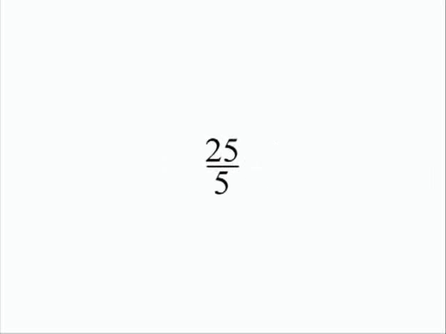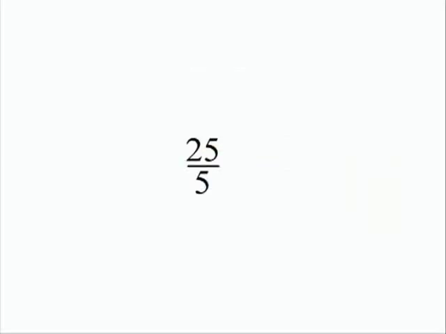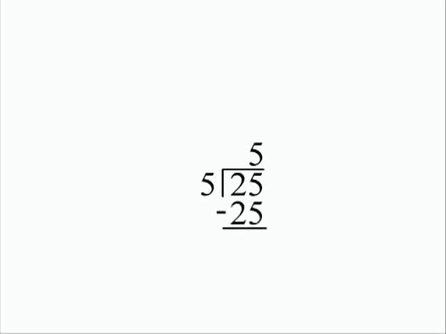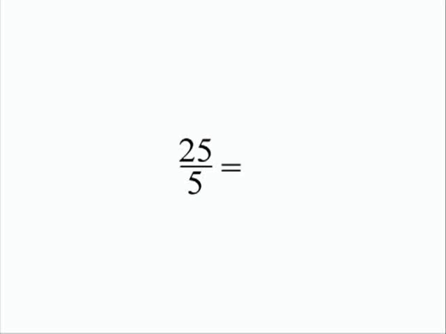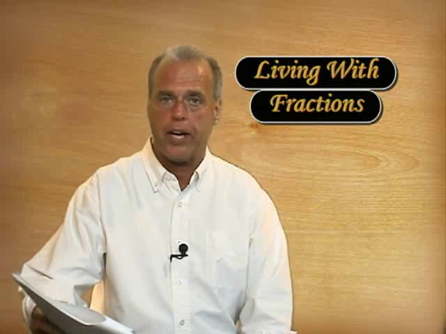One more problem. Change 25/5 into a mixed number. 5 divides into 25 exactly 5 times with no remainder. So 25/5 is 5 with no fraction part left over. Yes. Now let's change mixed numbers into improper fractions.